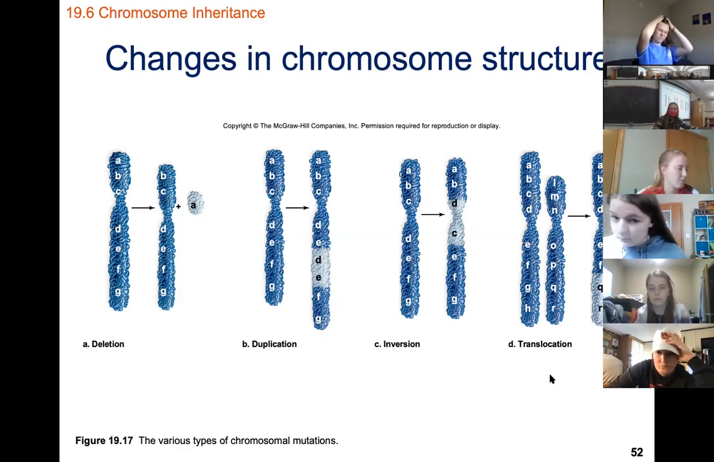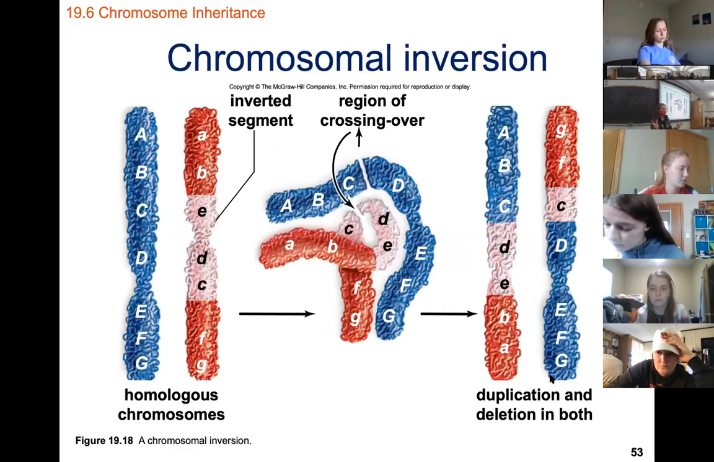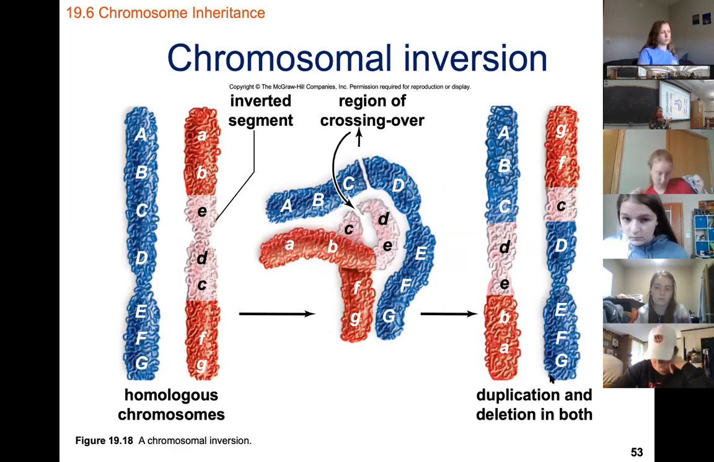The next slide just shows again what that chromosomal inversion means. So you have a region where they do crossing over, and remember, crossing over is a good thing, right? We want genetic diversity. Can you imagine if we were all the same? That would be really boring life, in my opinion.